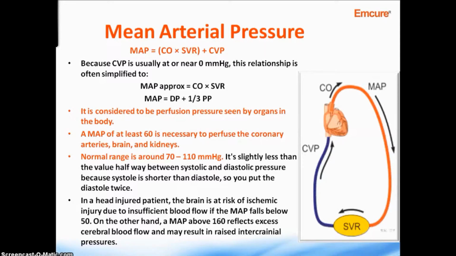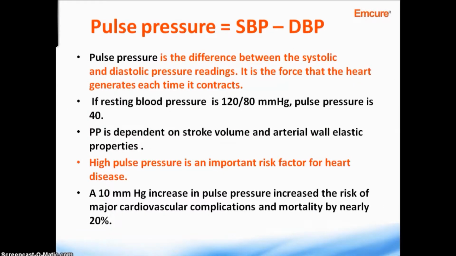In a patient of head injury, the brain is at risk of ischemic injury due to insufficient blood flow if the MAP falls below 50, or on the other hand, a MAP above 160 reflects excess cerebral blood flow and may result in increased intracranial pressures. So there is a normal range where the perfusion of the cells and the tissues has to be maintained, and that normal range is between 70 to 110 millimeters of mercury. Then we talk about the pulse pressure.